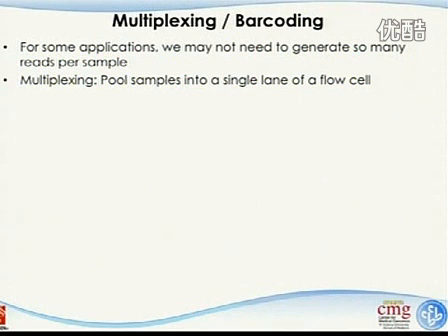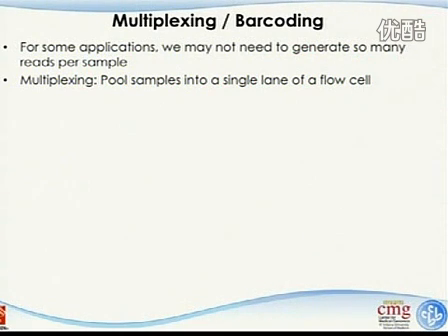Another concept is multiplexing, which is barcoding. For some applications, we may not need to generate so many reads per sample. It wasn't an issue a couple of years ago when the throughput of these sequencers was not very high, but it is a problem right now. It's a good problem to solve, right? For each lane of Illumina technology, you generate so much data, hundreds of millions of reads. For some studies, I really don't need that many. So how can I use a small part of that entire lane to study that?